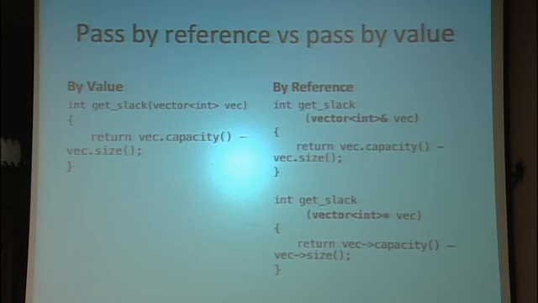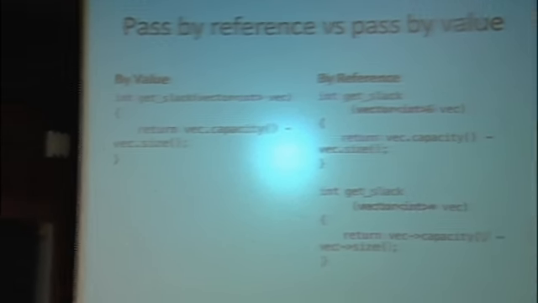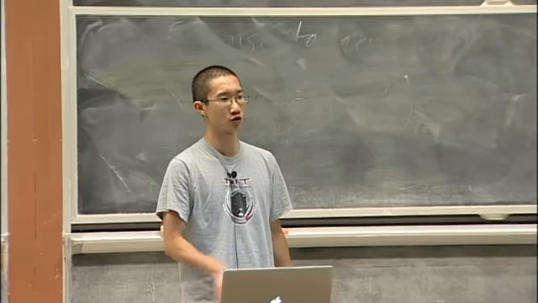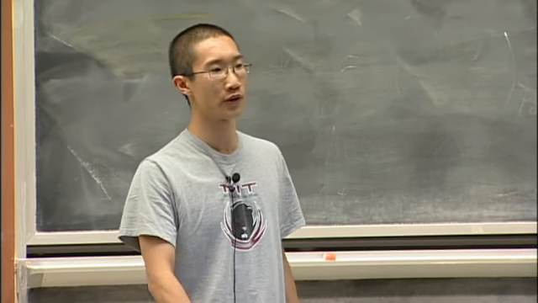Oftentimes, if you just catch something in code, like say the final project, where something is passed by value where it should be passed by reference, the easiest way to modify the code is to just change it to use a reference rather than a pointer.